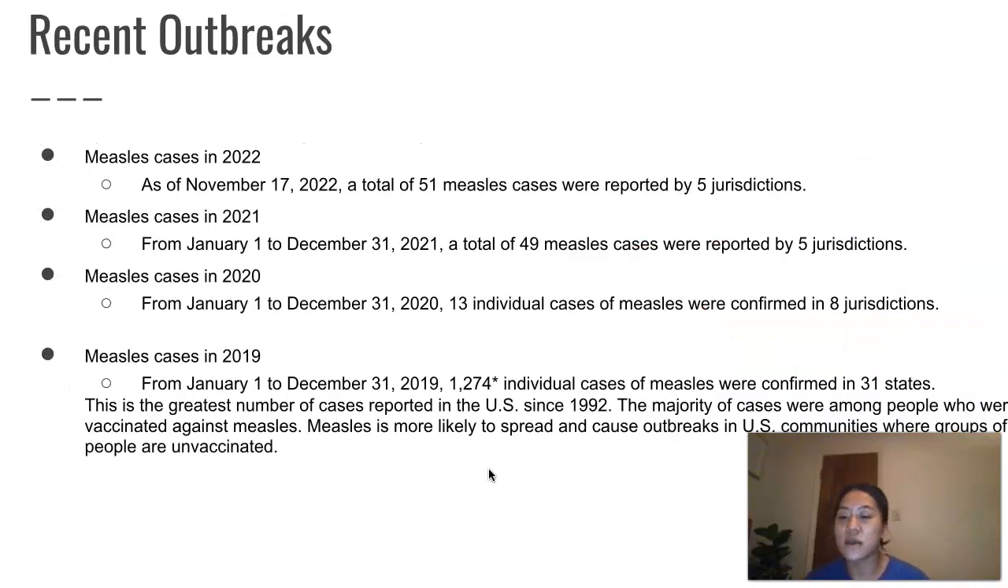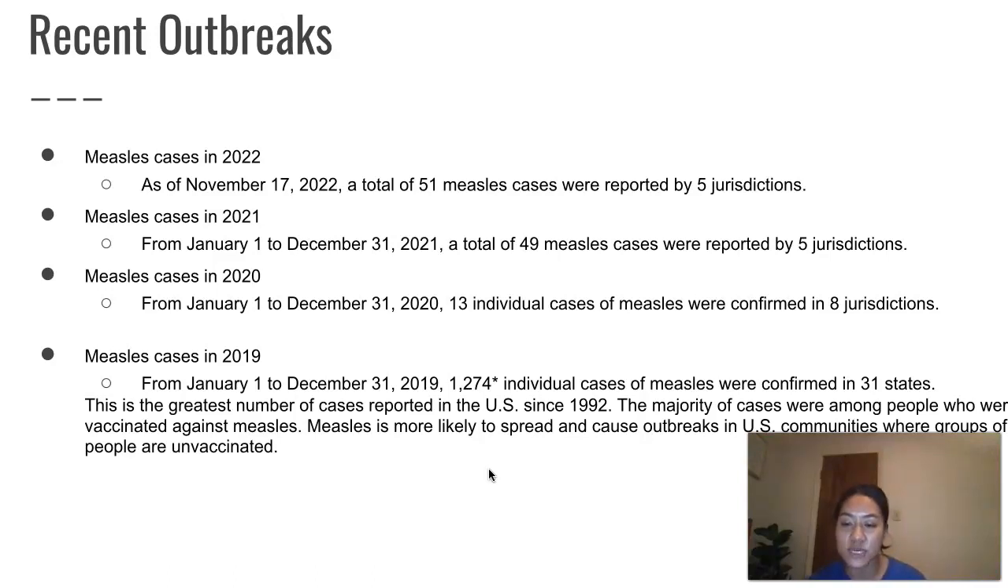Recent outbreaks. Measles cases in 2022: as of November 17, 2022, a total of 51 measles cases were reported by 5 jurisdictions. Measles cases in 2021: from January 1st to December 31st, 2021, a total of 49 measles cases were reported by 5 jurisdictions. Measles cases in 2020: from January 1st to December 31st, 2020, 13 individual cases of measles were confirmed in 8 jurisdictions.